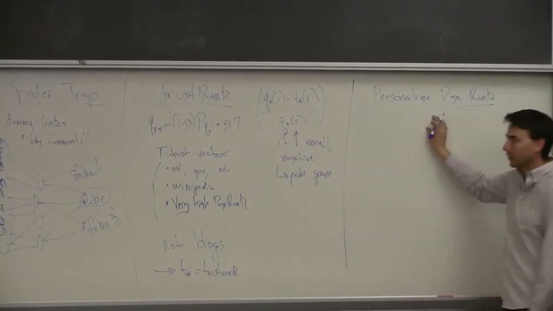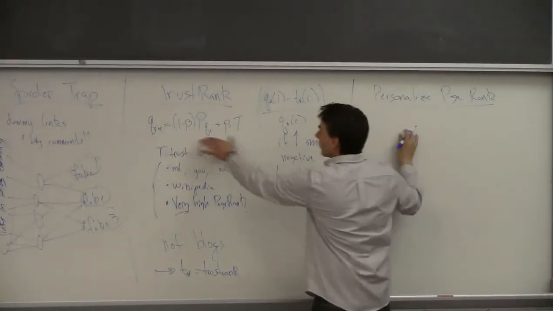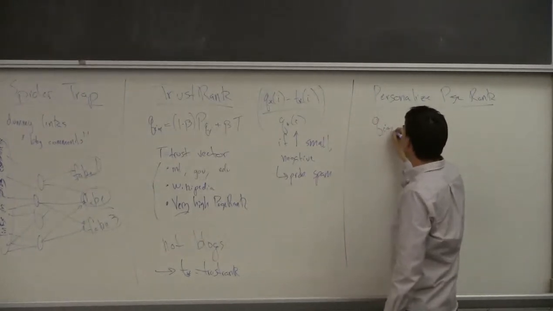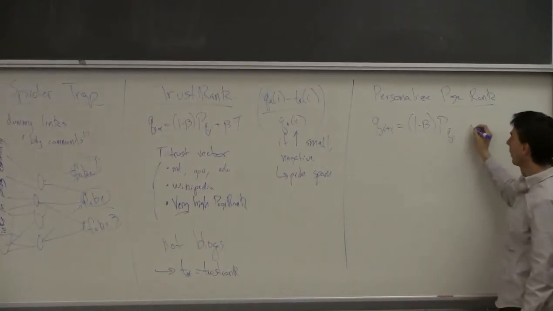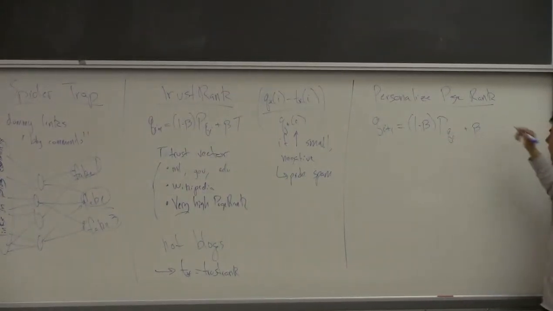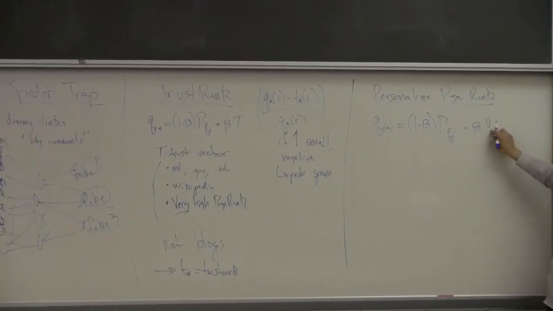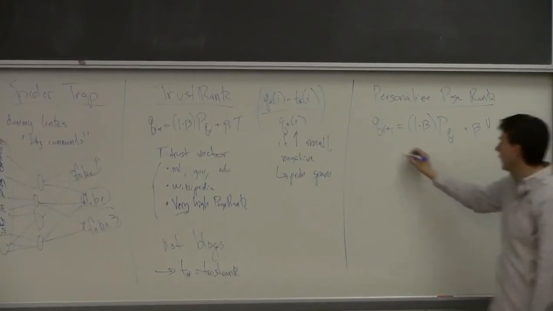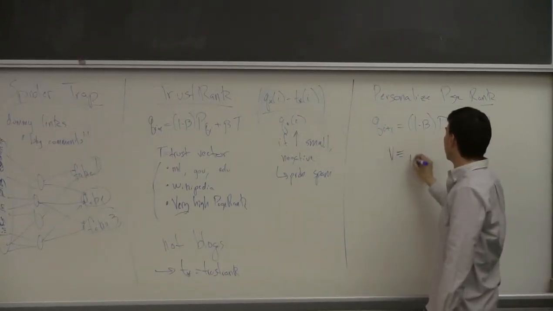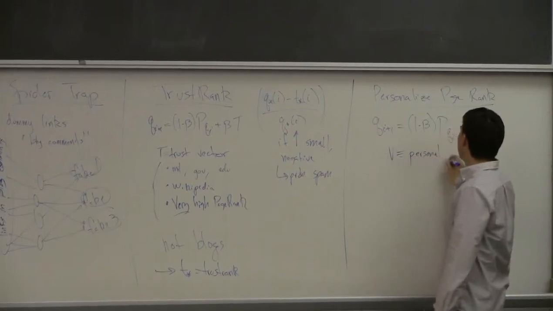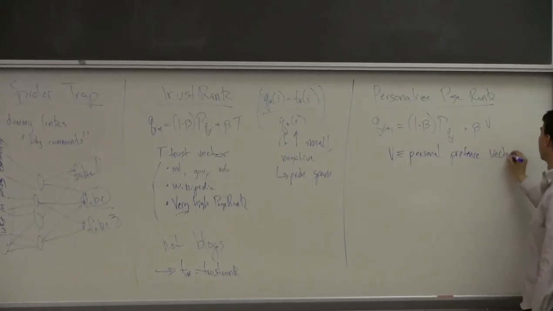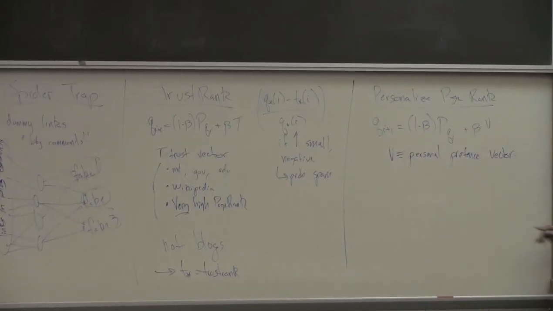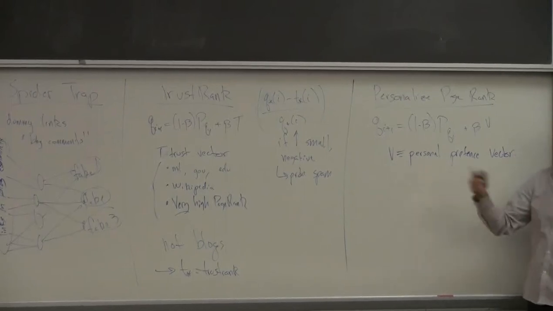So how does this personalized PageRank work? It's going to use a similar trick here, right? So you're going to have q_{i+1} is 1 minus beta. You're still going to have this regular part here, but then you're going to have your personal vector here. So V now is your personal preference vector.